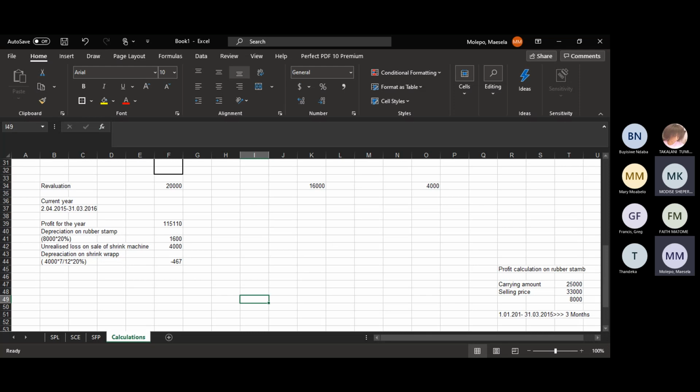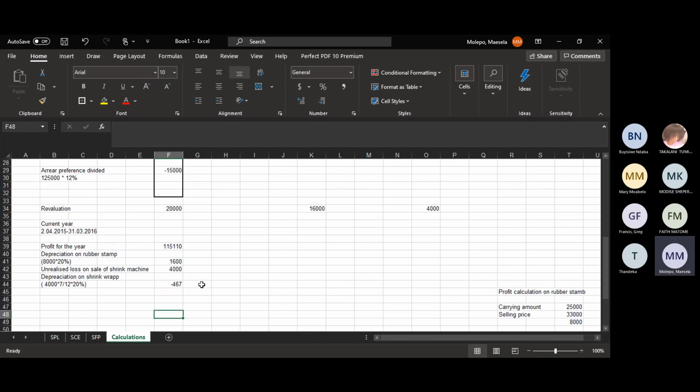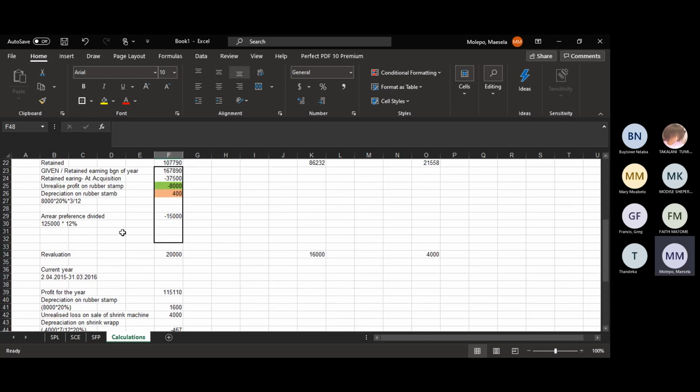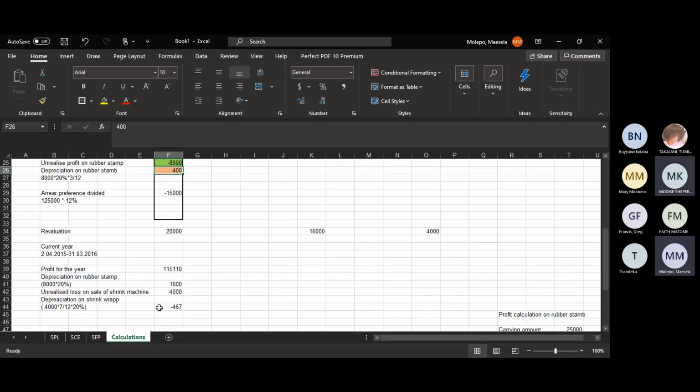Okay, just to confirm, depreciation on the profit, we record it as a positive. Yes, on the profit, you see, this was unrealized profit. Then we record it as a positive. Okay. Then on a loss, we record it as a negative. Negative.